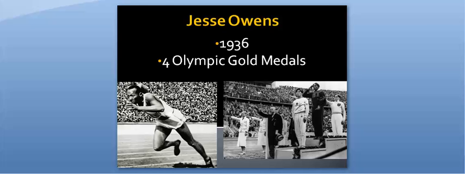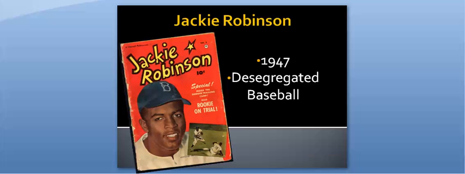Adding more blacks into national culture and pride, in 1936, at the height of Hitler's reign, African-American runner Jesse Owens won 4 Olympic gold medals in Berlin, Germany. All of America cheered as he beat Hitler's Aryan Nazi runners. So that was huge. And a few years later, in 1947, baseball was desegregated by Jackie Robinson. That year, he played his first game for the Brooklyn Dodgers and was named Rookie of the Year.